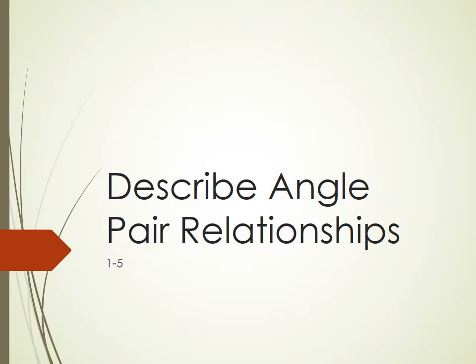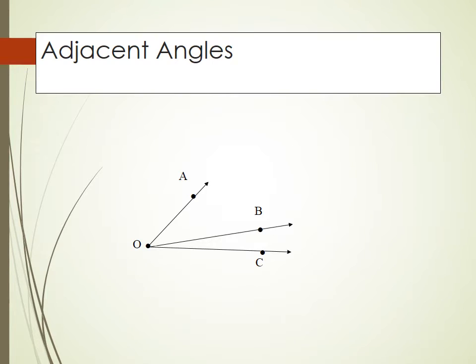Okay, so here we are in our last section that we're going to learn. Describe angle-pair relationships. Well, the first one is adjacent angles. You heard me mention that before. Adjacent just means they're right next to each other.